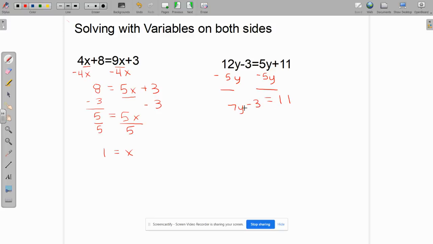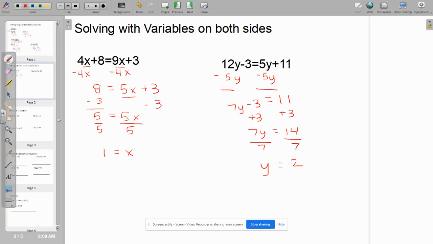And now I see that I have my variable on one side, and I want to isolate that. So I'm going to go ahead and add 3 to both sides. I'm left with 7y equals 14. And then just like solving those multi-step equations, I'm going to be dividing. This one narrows down to a single step. 7 over 7 equals 1y. 14 over 7 is 2, and you have y equals 2. So hopefully you got that as your answer, and that means you're on the right track.